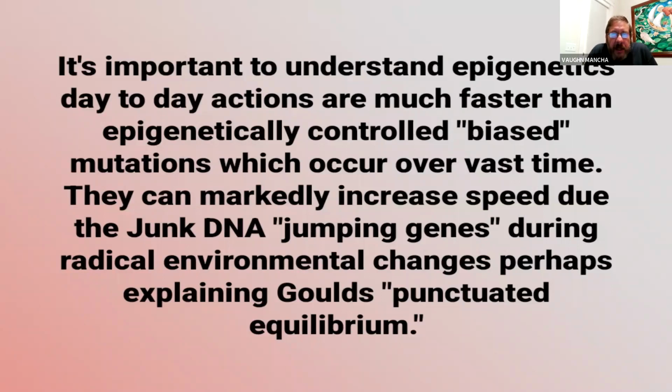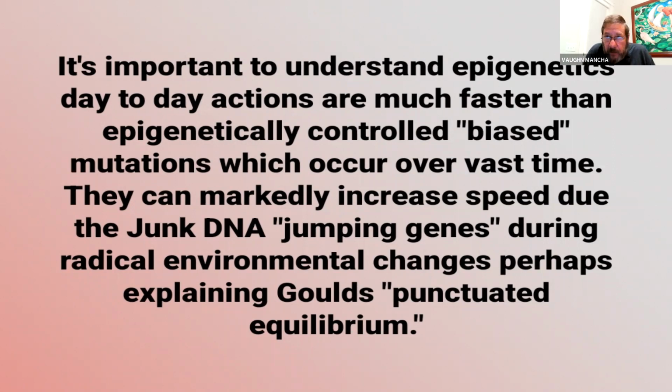So it's important to understand that epigenetics on day-to-day actions are much faster than epigenetic bias mutations, which occur over vast time. They can markedly increase in speed due to the junk DNA, though. We know junk DNA is also called the jumping genes. During radical environmental changes, these changes can occur extremely fast. This might even explain Gould's punctuated equilibrium.